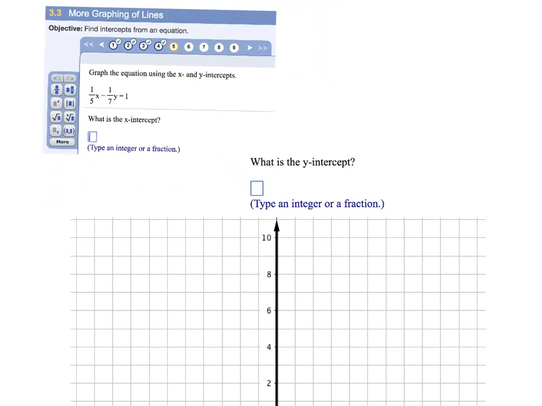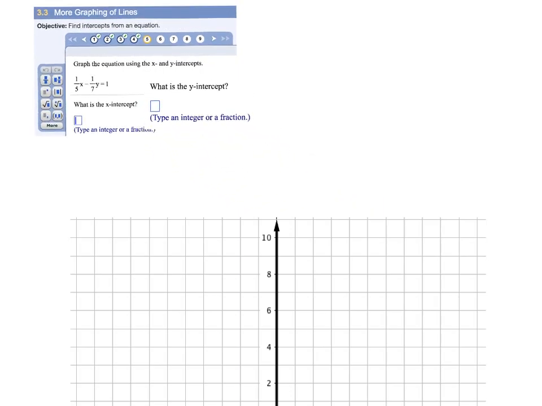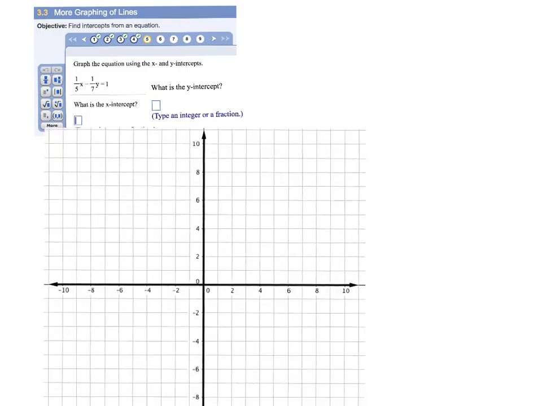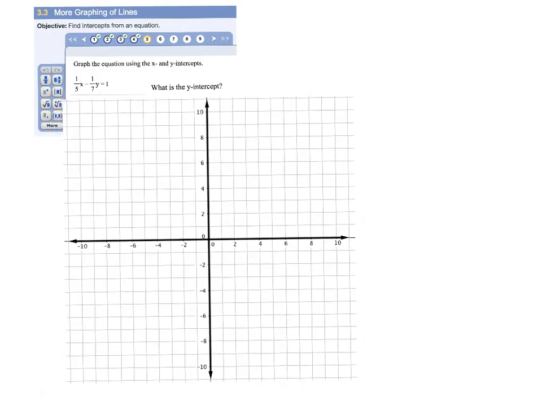This one's just the same. The only thing that's different about this one is we've got fractions involved, but we're not going to let that freak us out, all right? So what we're going to do is first we're going to record the equation. So it's going to be 1/5 x minus 1/7 y is equal to 1. And they actually made it easy for us, and you'll see why in a second. And so there's our equation.